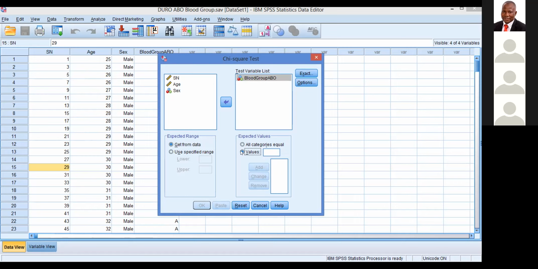So you click values. Under values, type the first category. What is the expected frequency for the first category? Somebody should help us look at it. Let me share first. I'll stop sharing and override it, so that people will receive the values on my presentation. I will share my screen now.